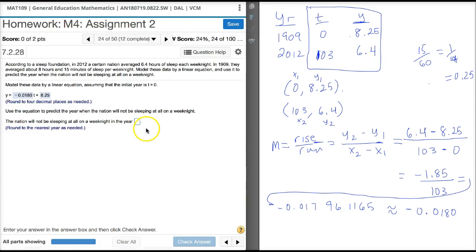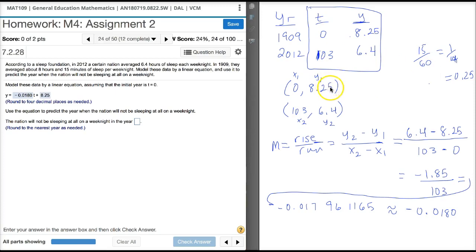All right, so now the second part of this asks: use the equation to predict the year when the nation will not be sleeping at all. Now, if you remember here, T represented the year in which they did this national survey from the Sleeping Foundation, and Y represents the actual hours of sleep. So what we're really trying to figure out here is when Y is equal to 0, what will T be?